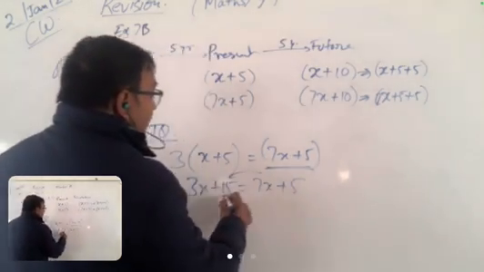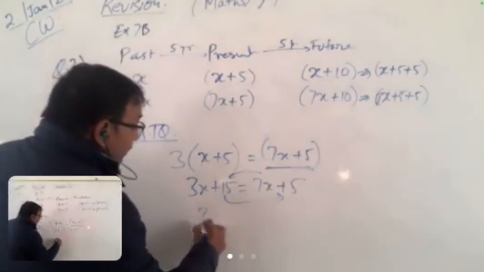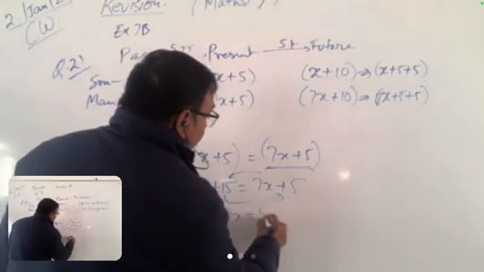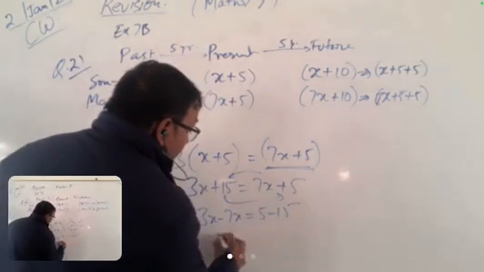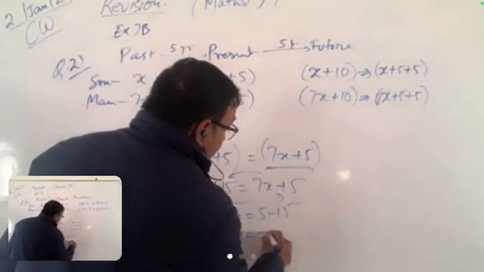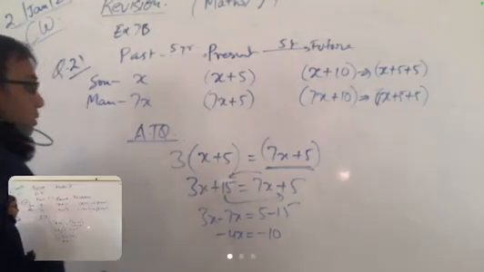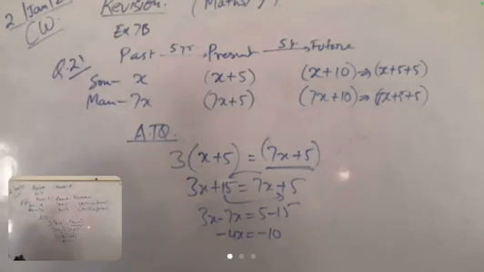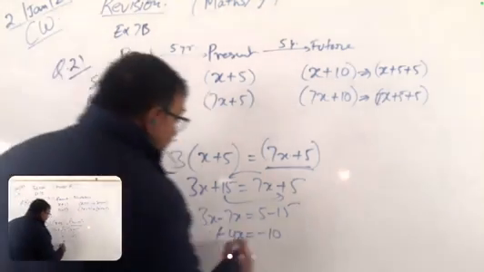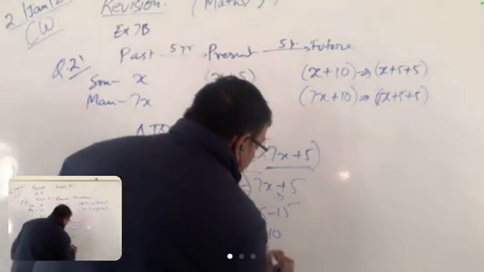Now transfer this and this. So it is 3x minus 7x is equal to 5 minus 15. So it will be minus 4x is equal to minus 10. Minus 10. So now the minus minus is cancel. X is equal to 10 upon 4.